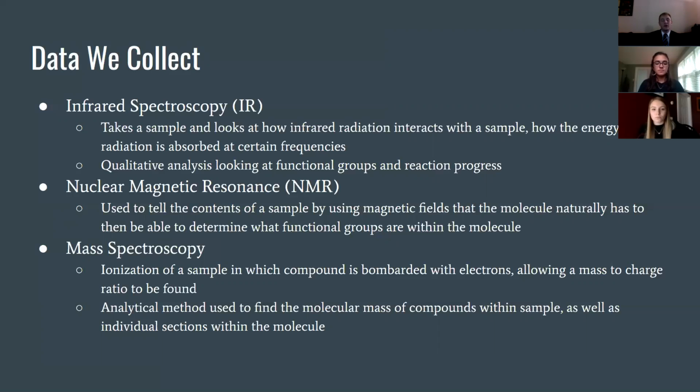So in IR and NMR, we're able to tell if the reaction was successful, but mass spectroscopy, also known as MS, is a clear indicator of what was added to our sample, which is very important for this as we are determining whether hydrogen or deuterium was added. Deuterium weighs more than hydrogen.